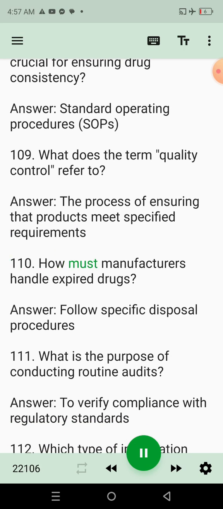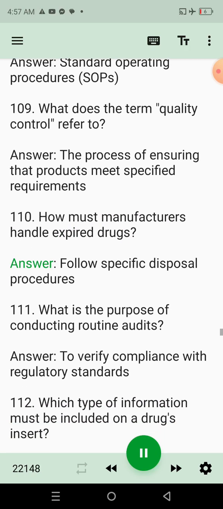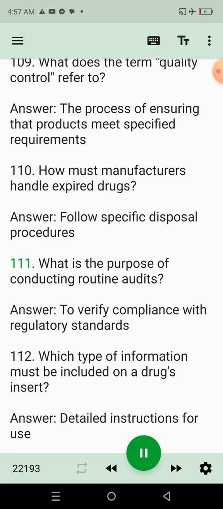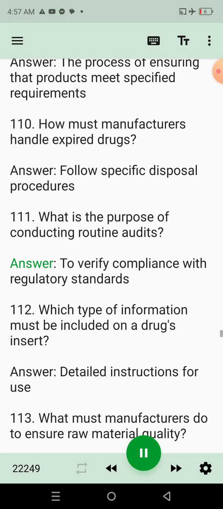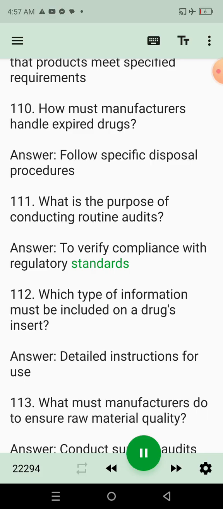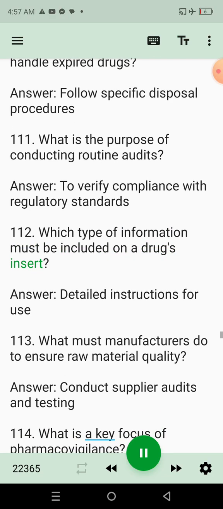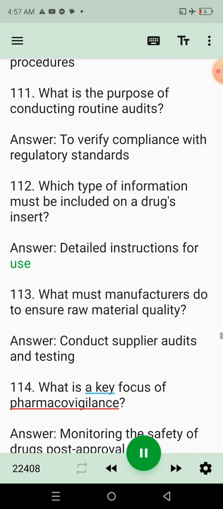110. How must manufacturers handle expired drugs? Answer: follow specific disposal procedures. 111. What is the purpose of conducting routine audits? Answer: to verify compliance with regulatory standards. 112. Which type of information must be included on a drug's insert? Answer: detailed instructions for use.